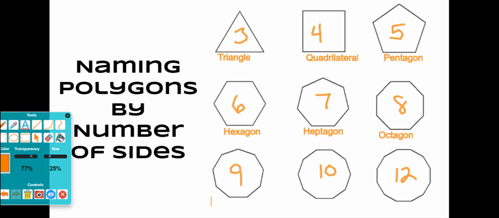9 sides. So now we're going to start looking at some shapes that we are not necessarily as familiar with, but this is a nonagon. Our 10-sided shape, that's going to be a decagon. And 12-sided is our dodecagon.